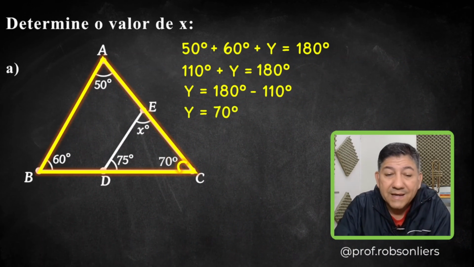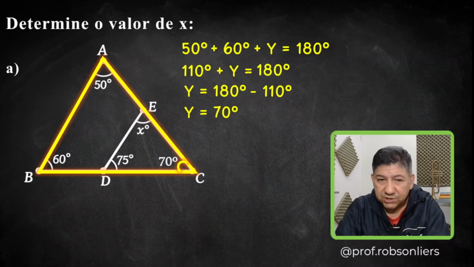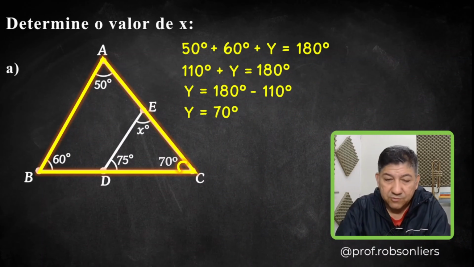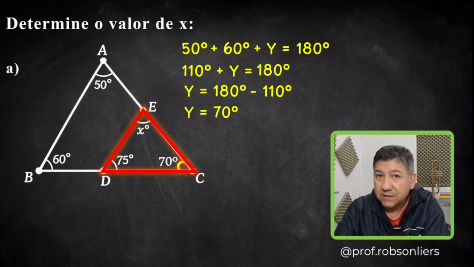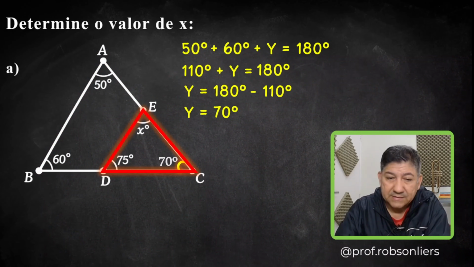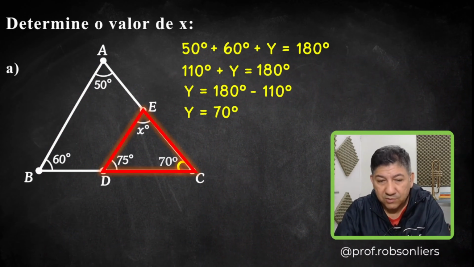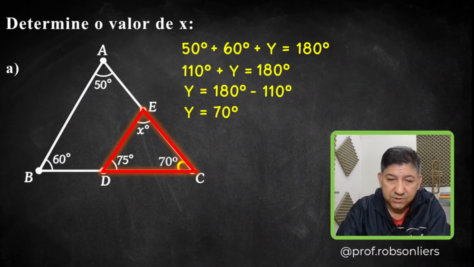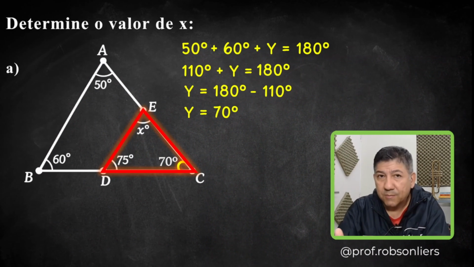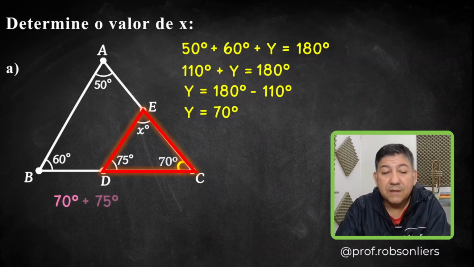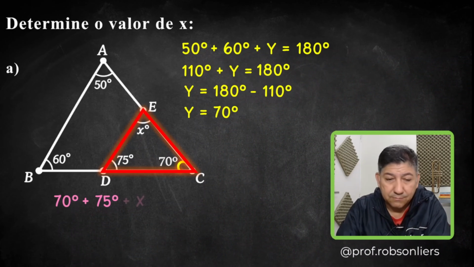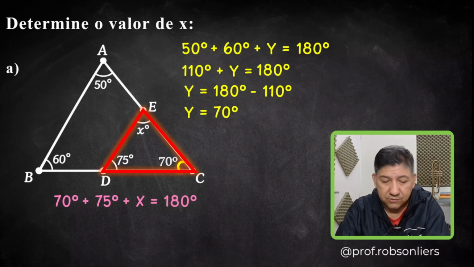Well, since we want to find the value of X, what is this angle X? Let's look now at this smaller triangle. We also already have two angles in this smaller triangle. This angle is 75 and the other angle is 70, and we want to find the value of X. Since we already know that the sum of the interior angles of a triangle is 180 degrees, let's add these three angles, 70 degrees plus 75 degrees plus the angle X that we want to find. This has to be equal to 180 degrees.